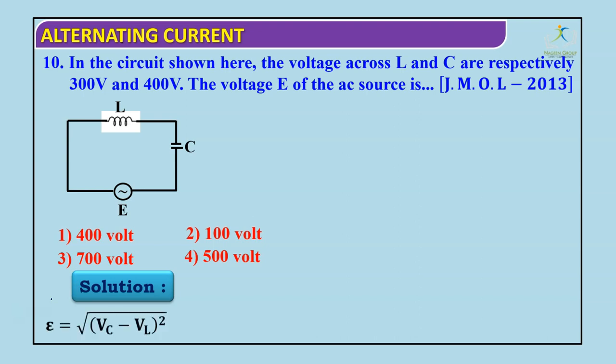E is equal to under root of (VC minus VL) whole square. So if I just put all these values together, the correct answer will become 100 volt. Hence, the second option is the correct answer.